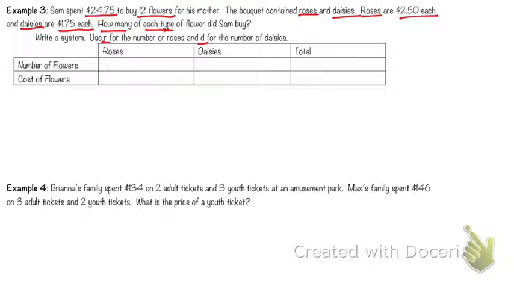Okay, I'm going to have us try and fill in this table. I think it might help us. So it says use R for the number of roses. Do we know how many roses he bought yet? No, that's what we're trying to figure out. Okay, so for the number of flowers, and it's talking about roses, we can't put a number in there, but what can we put in there? R, because that's representing the number of roses. Okay, so what can we put in the daisies box for number of flowers? D. Now, what do we know about the total number of flowers? It's 12, so we can put that in.